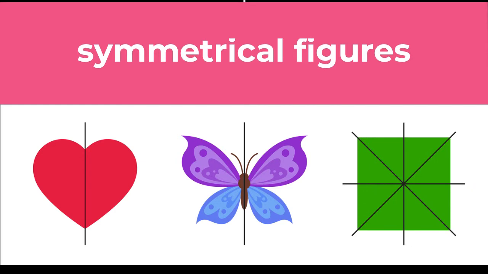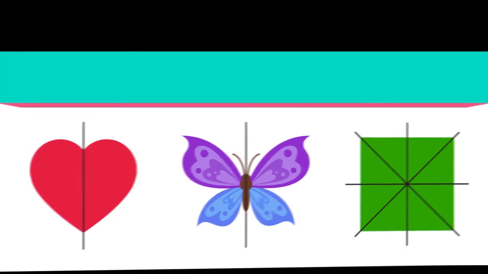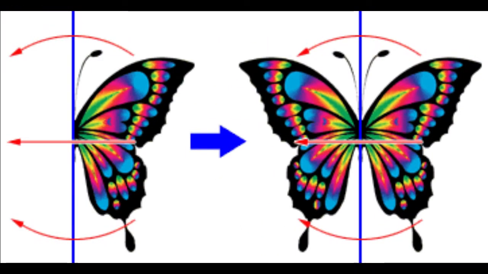Hello student, today we're going to talk about symmetrical figures and lines of symmetry. We say that a figure has a line of symmetry if it can be folded into two congruent parts that match exactly. The fold line is the line of symmetry.